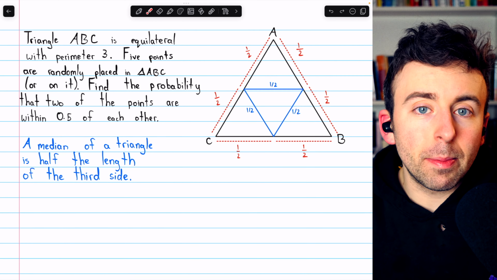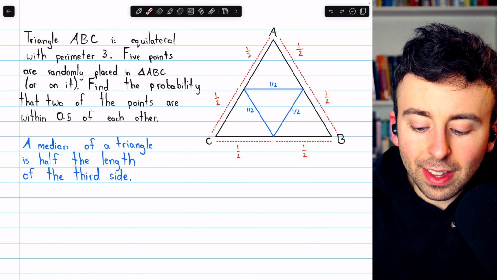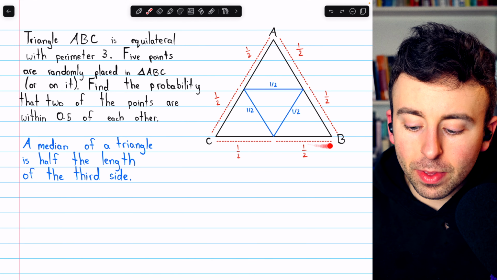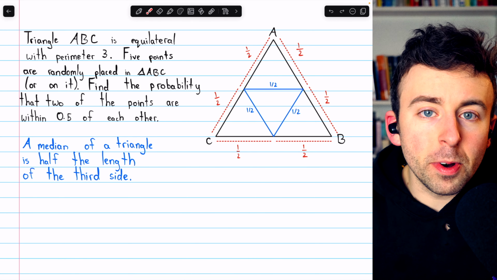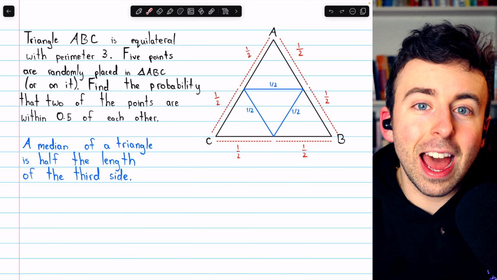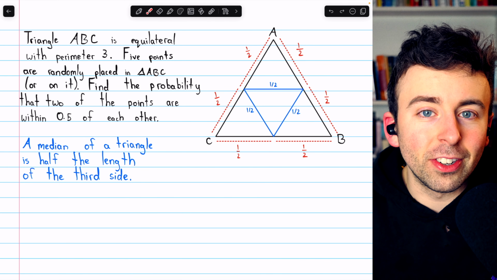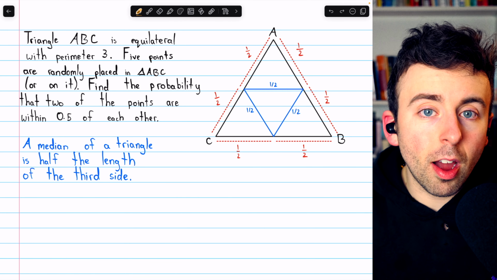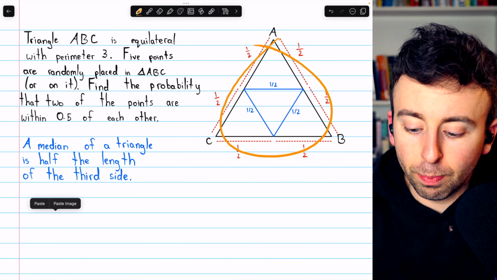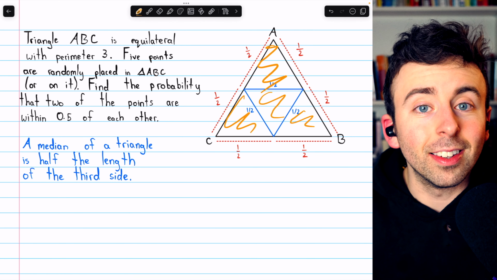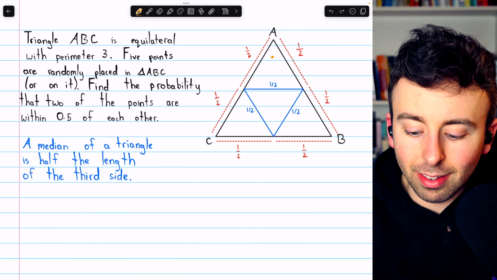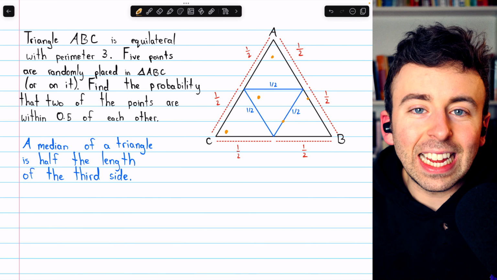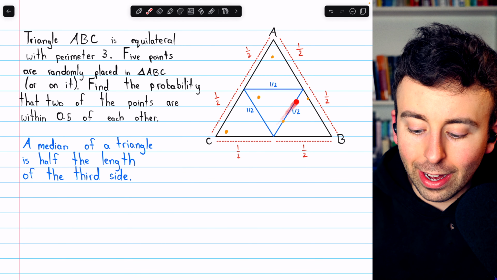Now, the pigeonhole principle I mentioned earlier comes in handy. We've got these 1, 2, 3, 4 equilateral triangles that make up the big triangle. The pigeonhole principle says if we have more pigeons than we have holes, there must be at least 2 pigeons in at least 1 hole. In this situation, since we're placing 5 dots in a triangle that's been split up into 4 boxes, so to speak, it must be the case that when the 5 dots are placed, at least 2 of them are in the same equilateral triangle box.